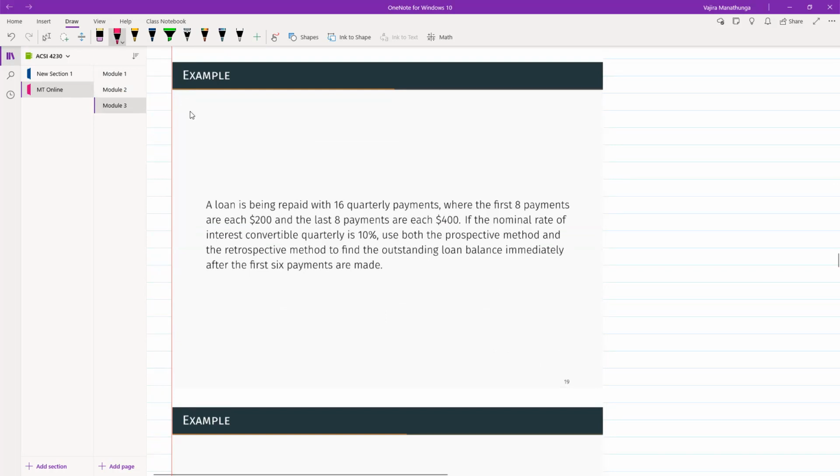Here it says a loan is being repaid with 16 quarterly payments, where the first 8 payments are each $200 and the last 8 payments are each $400. If the nominal rate of interest convertible quarterly is 10%, use both the prospective and retrospective methods to find the outstanding loan balance immediately after the sixth payment is made. So let's draw the timeline and see what this means.